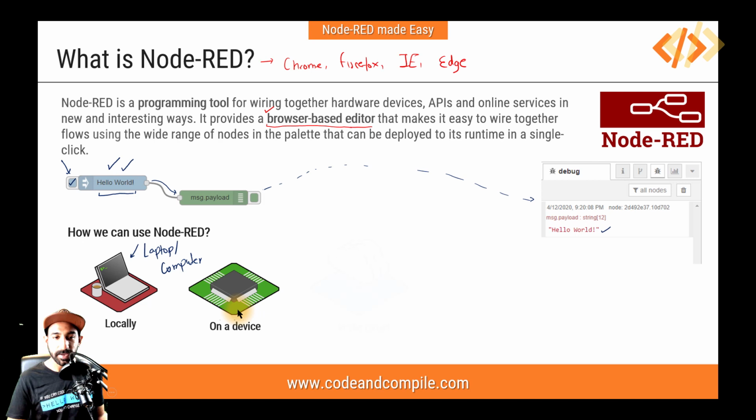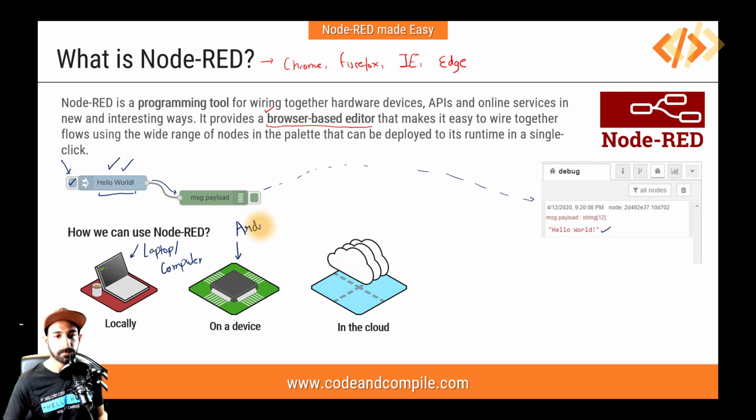Second is on a device. On a device, you can, for example, use Arduino, or you can use Raspberry Pi.